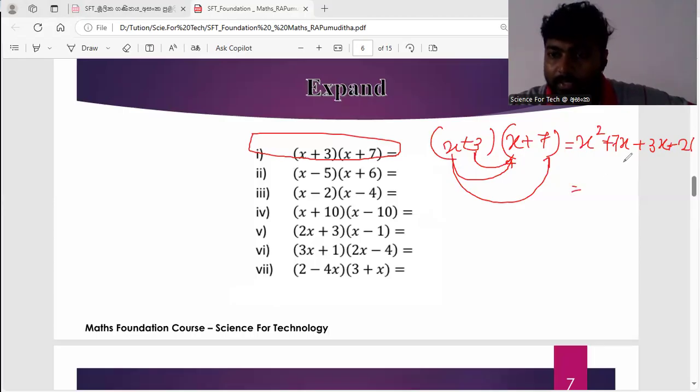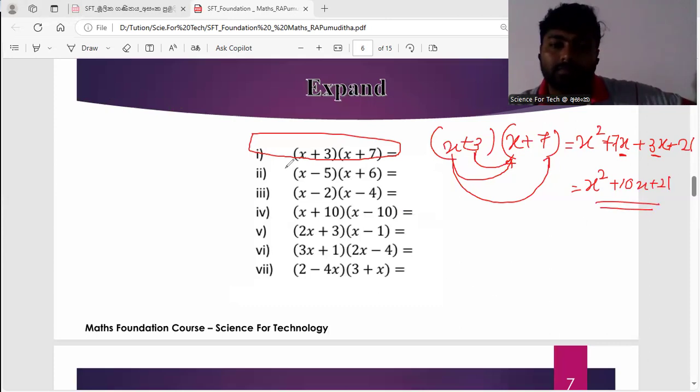Then you have to add the like terms. X squared, here it is 7x and 3x, because x are there. When you add 7x to 3x, it is 10x plus 21, like this. Clear? Yes, sir. Are you clear? Yes, sir. Okay, then try the next one.